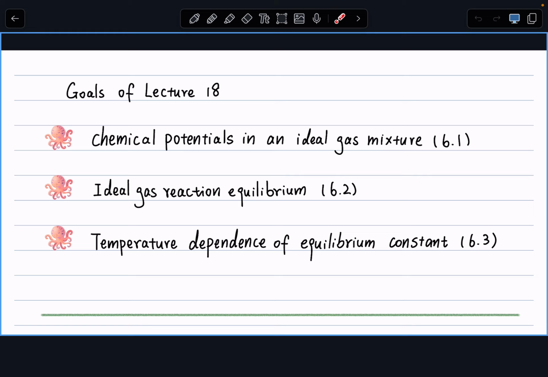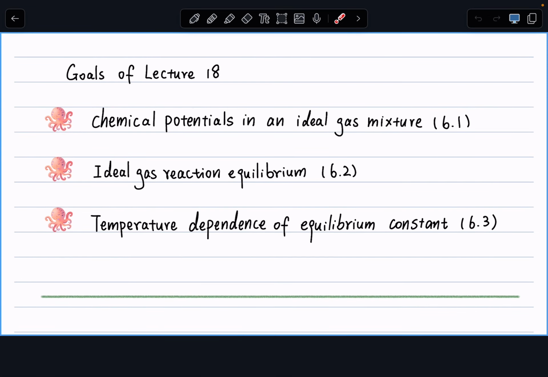So in this chapter, we'll use the ideal gas reactions as a platform to demonstrate how our chemical potentials are linked to chemical equilibrium when we have a reaction going on. We'll focus on ideal gas reactions because it's simplified and mathematically easy to grasp. The real world is, of course, more complicated, but we'll stay with ideal gas for now.